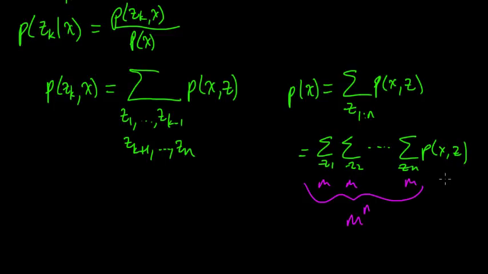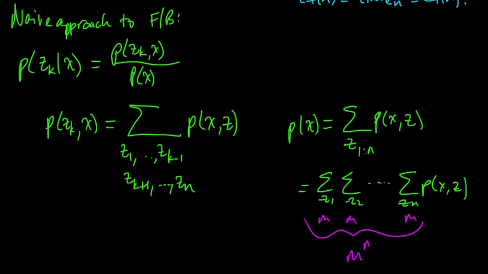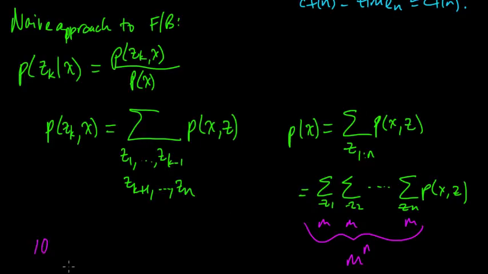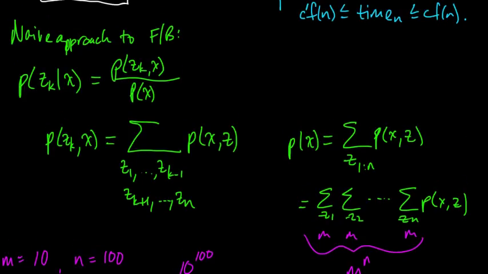There's m to the n terms in this sum. We're summing up m to the n things. So the time that this would take us to do is going to be like m to the n. So think about, for example, say m were like 10 and n were 100. If we had 10 states, z could take 10 possible values, and we had 100 points that we were considering. M to the n is 10 to the 100. It's an enormous number. It's huge. I mean, that's probably more than there are atoms in the universe.